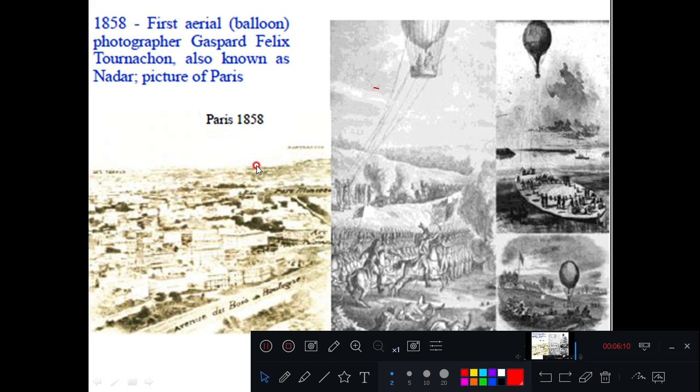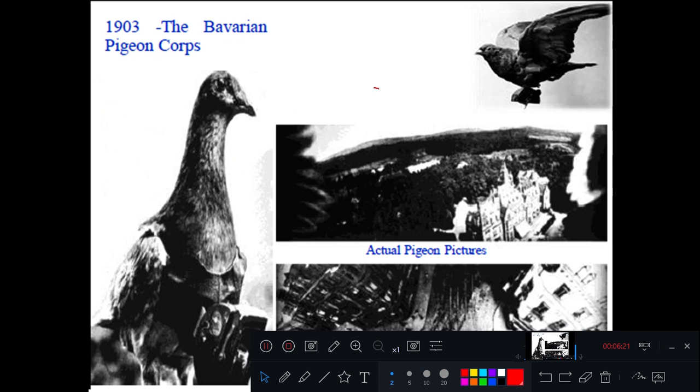This was the first aerial hot air balloon photograph of Paris, taken from a hot air balloon in 1858.